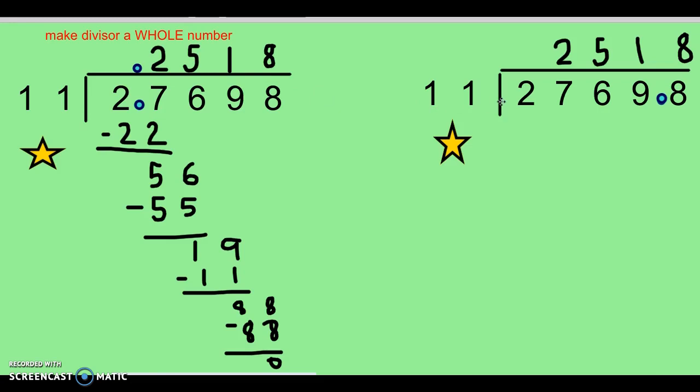The second example, I think you can see, uses the same numbers. Again, we have a divisor that's a whole number. So we can just take that decimal and move it straight up. So 251 and 8/10 for that example.